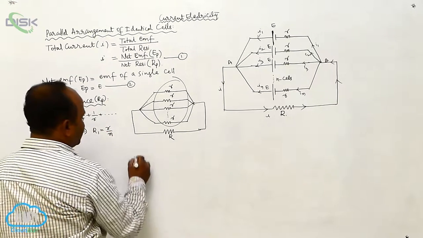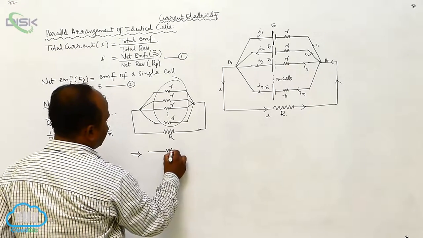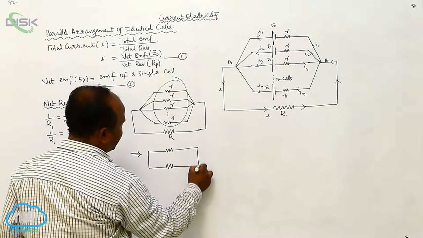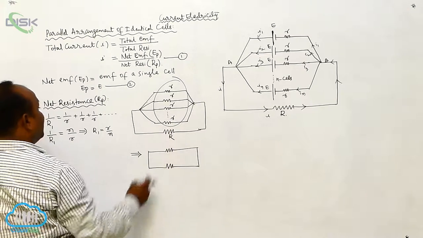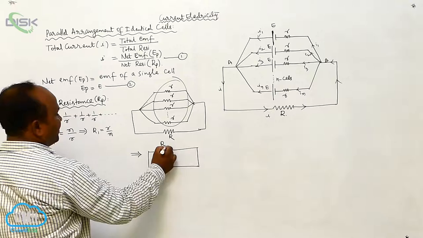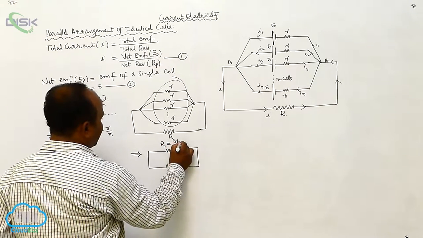Now the circuit is equated like this, right? It is the resultant of all the internal resistances, small r, small r, small r, which are in parallel. Therefore, this is the effective resistance R1. R1 is equal to R by N.